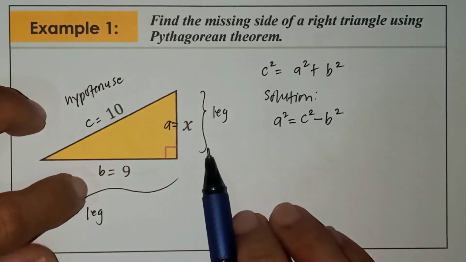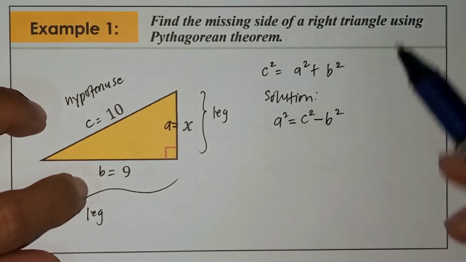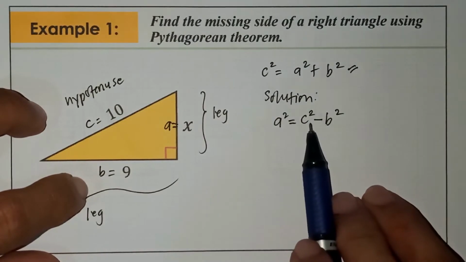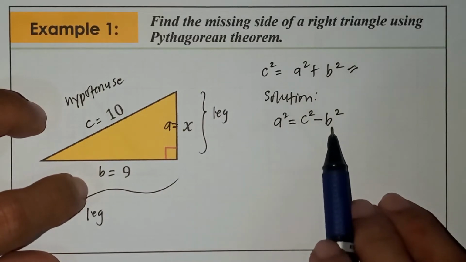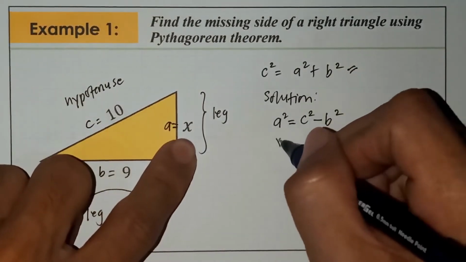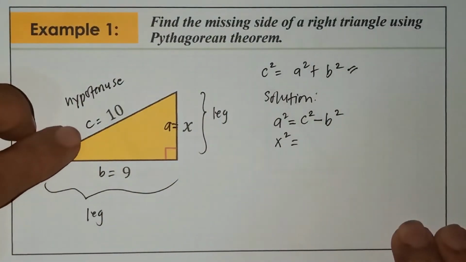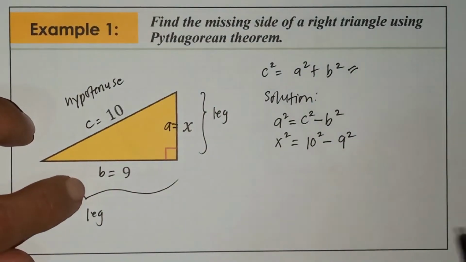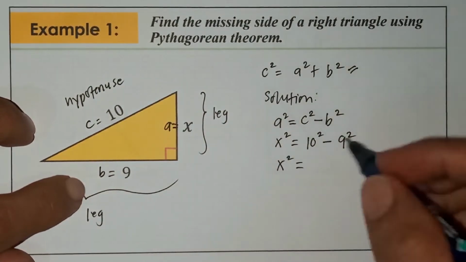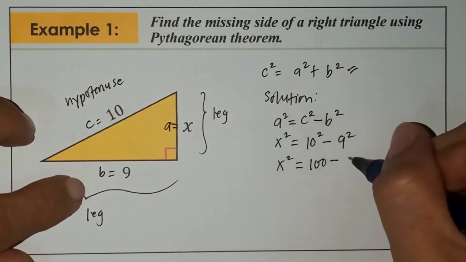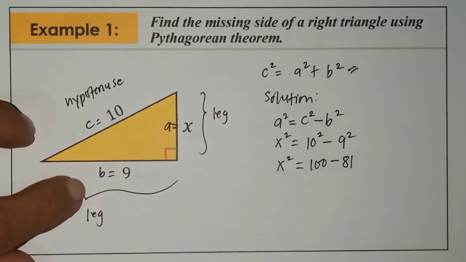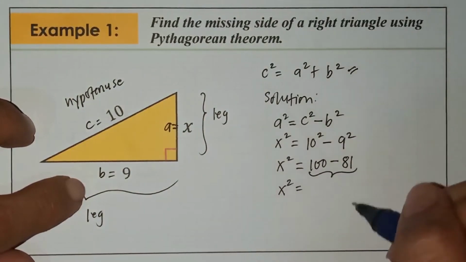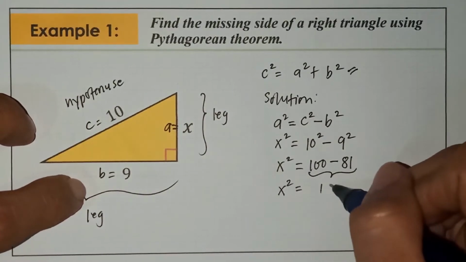When one of the legs is missing, all you need to do is rearrange the Pythagorean Theorem so that the square of the leg is equal to the square of the hypotenuse minus the square of the other leg, which is B. So A here is X. X squared is equal to C, 10 squared, minus B, 9 squared. Next, X squared is equal to 10 squared, which is 100, minus 9 squared, which is 81. So 100 minus 81 is 19.